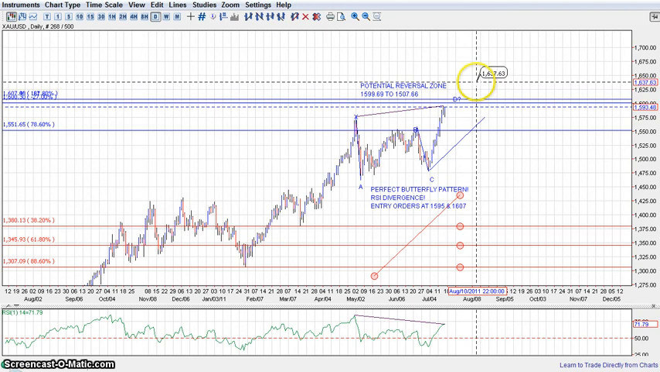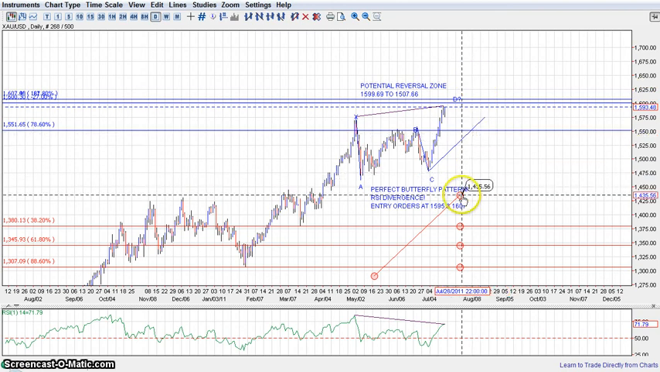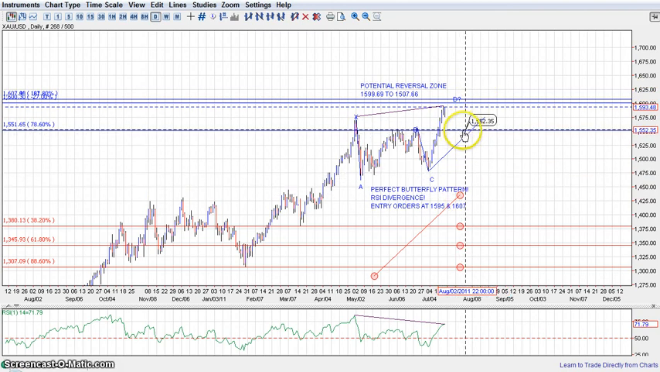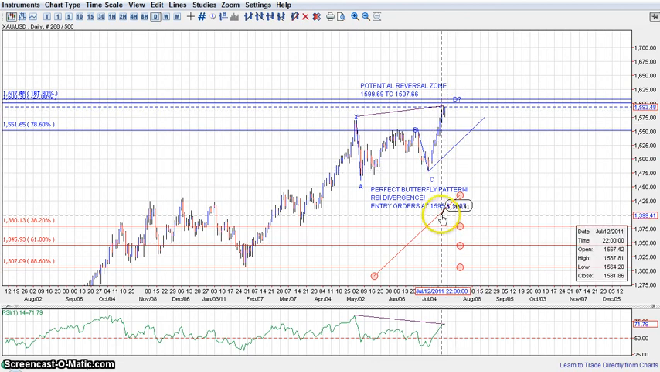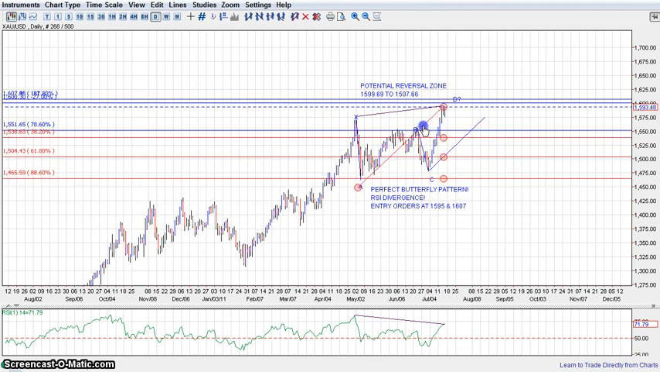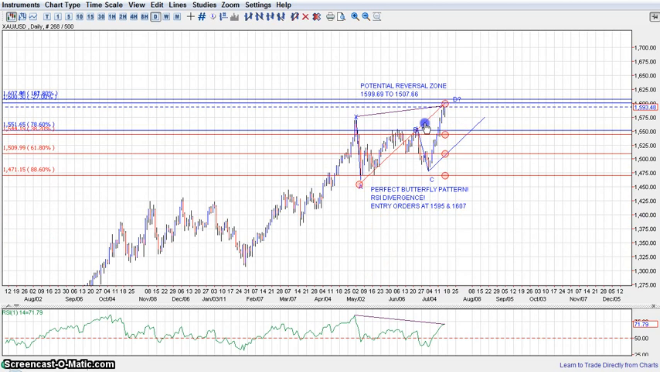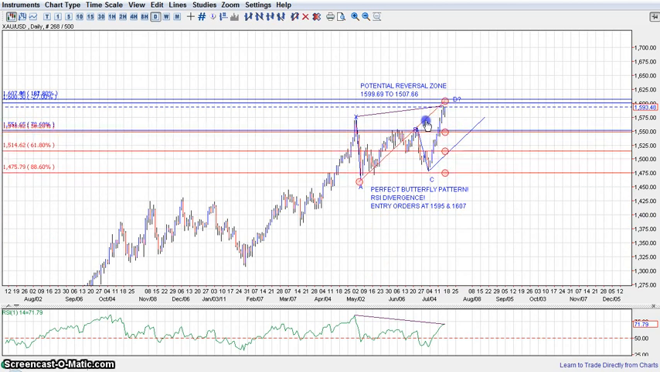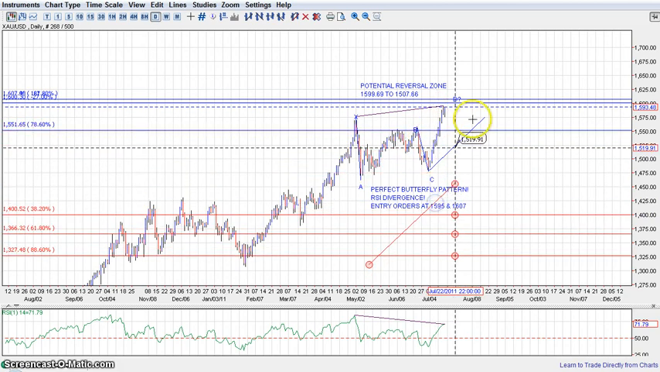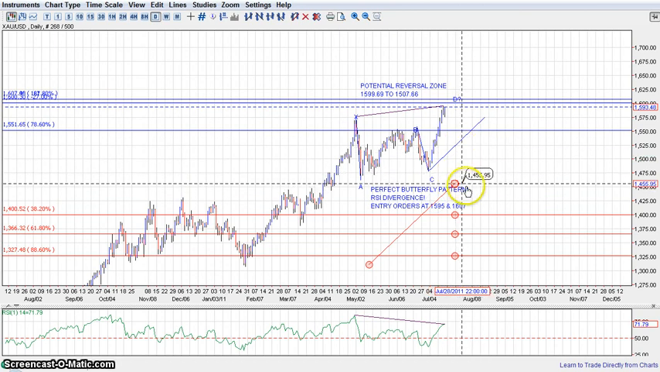So stop loss at 1645, and once price closes below this point, trail stop to break even. When price closes below the 88.6 retracement, which is 1478, then price should go much further downward.